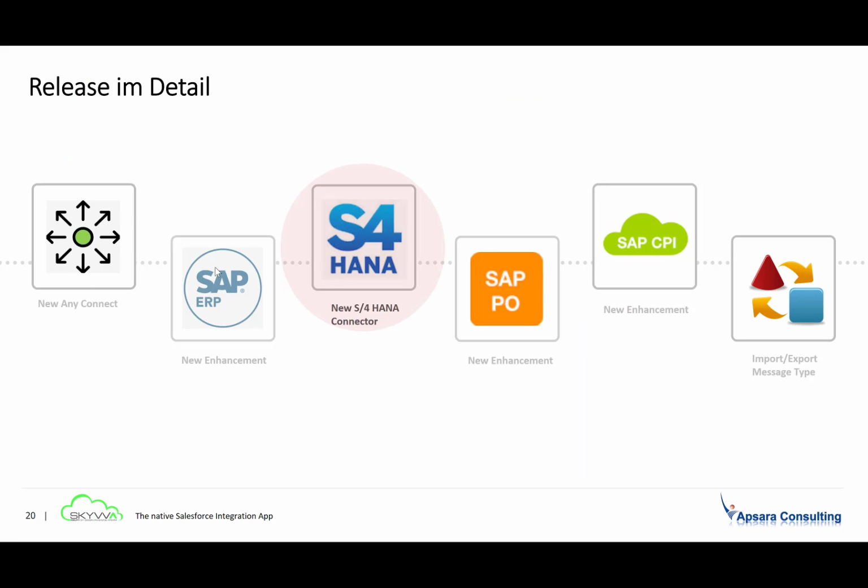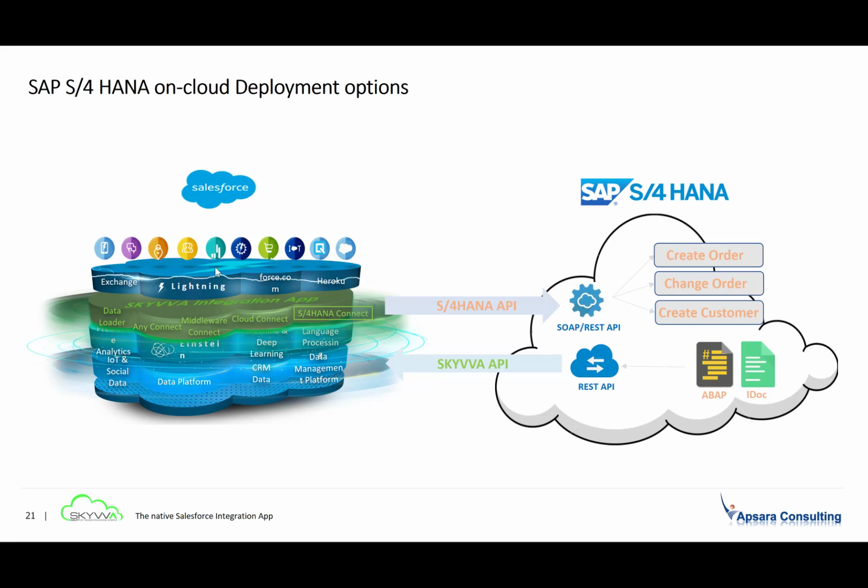Let's come to the new S/4HANA connector. Here we see the cloud deployment of S/4HANA, so we can connect to the S/4HANA cloud using the S/4HANA connector on the Salesforce side. And here we need the REST or SOAP API from S/4HANA, so that we can invoke it. And if you write a program yourself in S/4HANA, then you can invoke the SKYVVA API to push data to the SKYVVA API. That is the other way around.